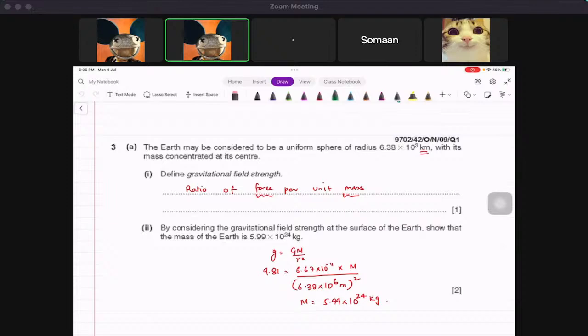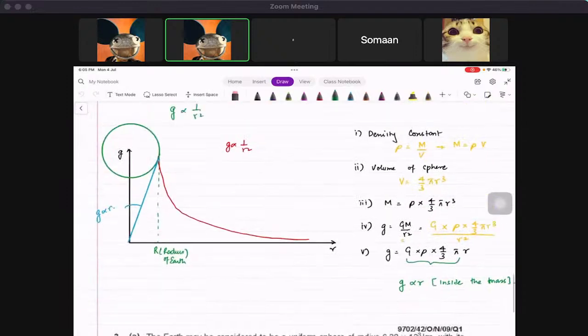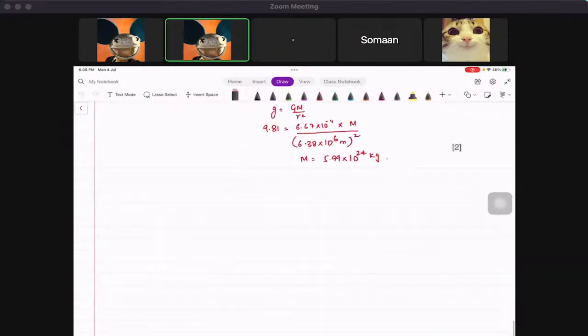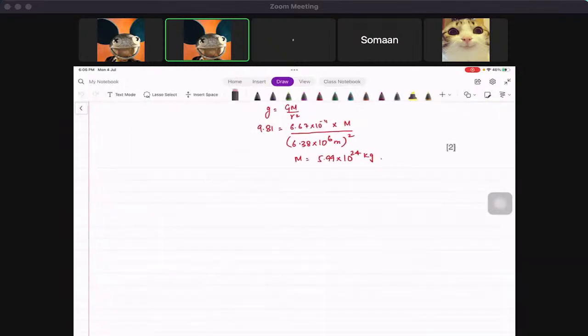So today we basically did the gravitational field strength, and today we have to do something very important, and it is called gravitational potential at a point.